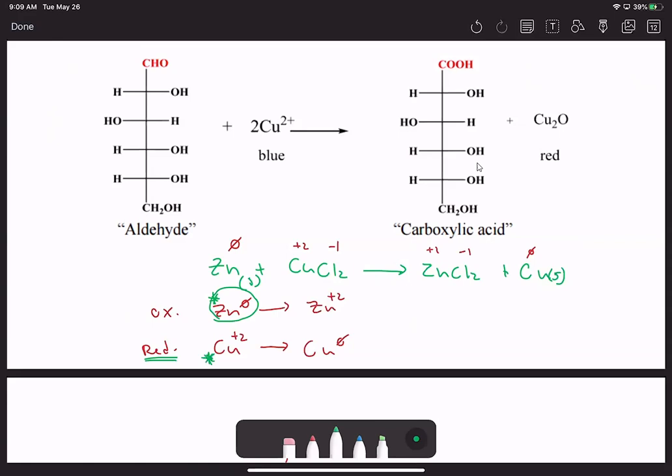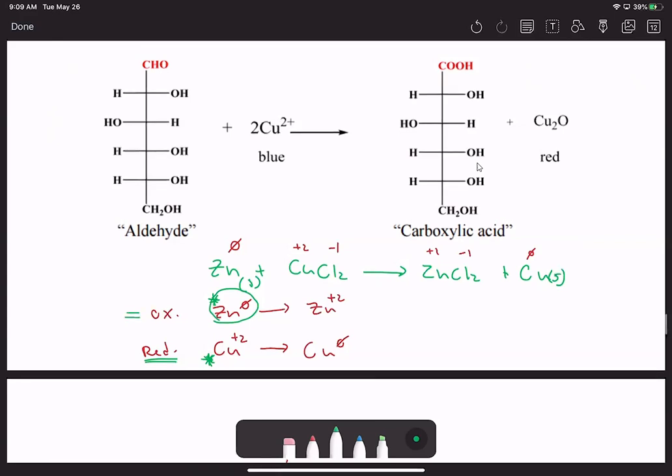The copper oxidized the zinc. The zinc was oxidized, but it's the copper that did it. The copper was reduced, but it's the zinc that reduced it. So the zinc was oxidized, but the zinc is also going to be known as the reducing agent. And if the copper was reduced, the copper was the oxidizing agent.